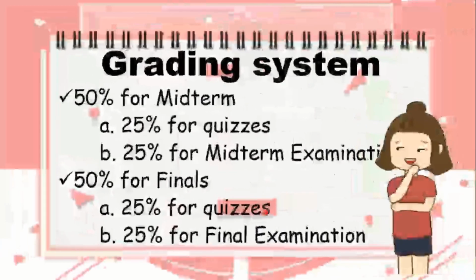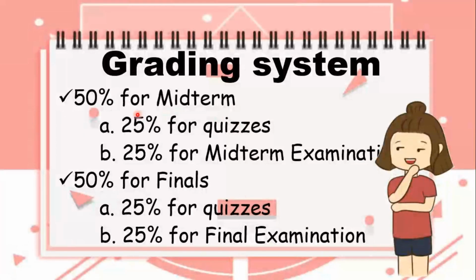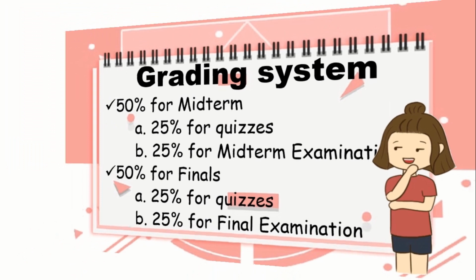Next is the grading system. So 50% of your grade comes from the midterm and 50% comes from your finals. So 25% for quizzes and 25% for the midterm examination. Same as for finals, or same as for your final grade.